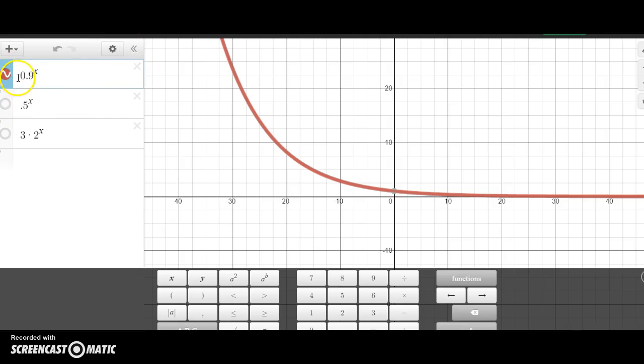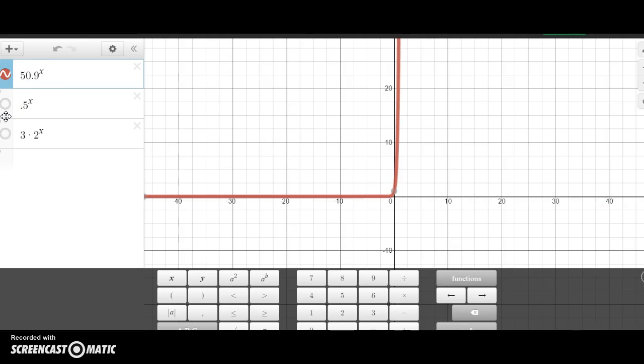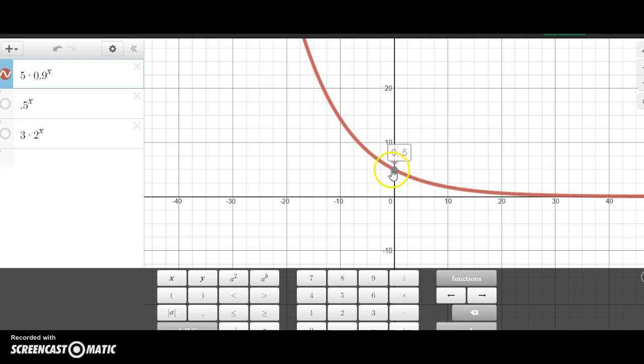So decay. And then if you put a number in front of it, it's going to change the intercept. So there's 5. My intercept should be 5 now, and I go over here, and that's 5. Decay with an intercept of 5. This is my A. This is my B. A is my intercept. B is my growth rate or decay rate.